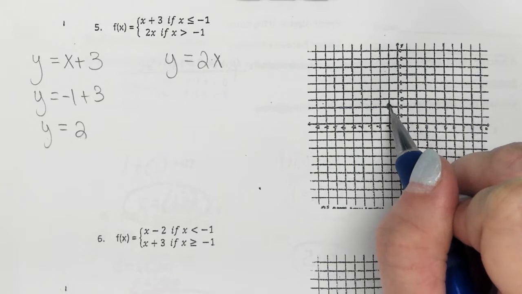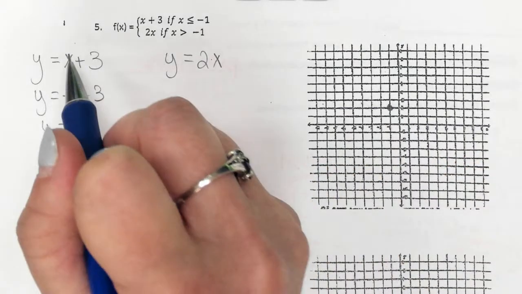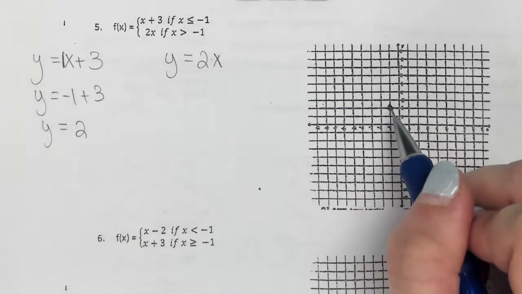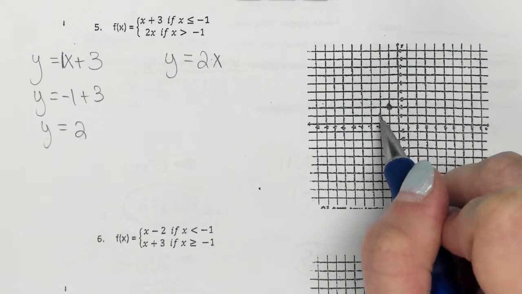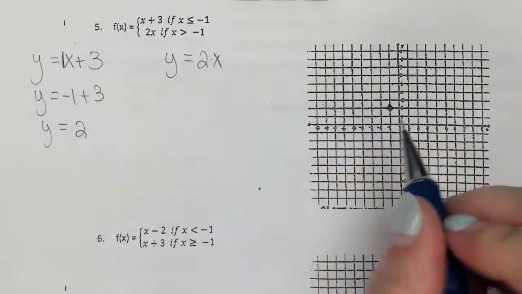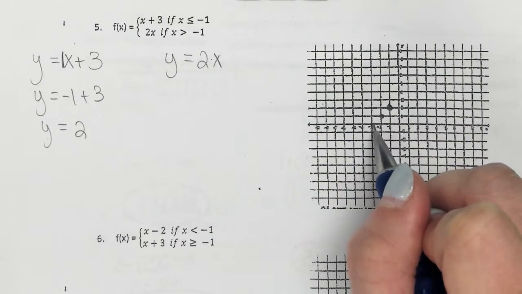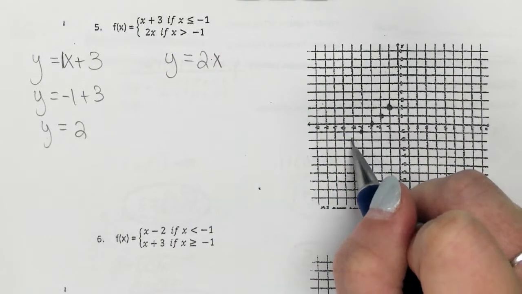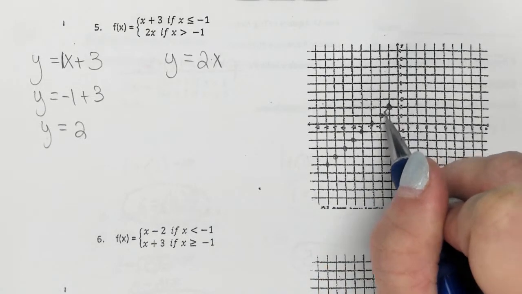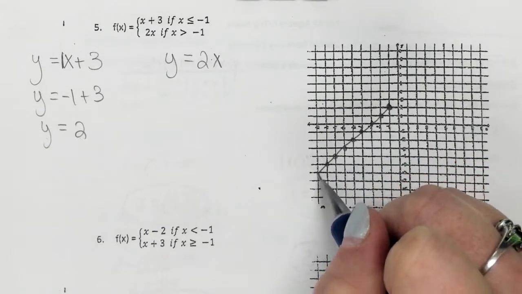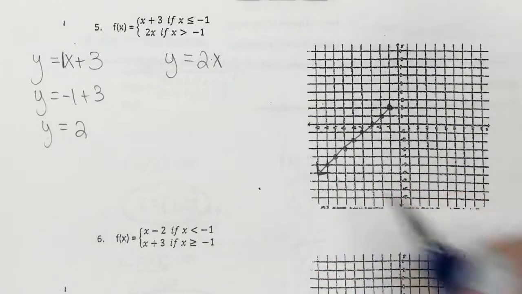For the x plus 3, what's your slope? It's 1 over 1. Now, you have to ask yourself, does it want you to go up and right or down and left? It's less than, so you want to go down and left. There you go. And you only need 2 dots, guys. Y'all know that. Just put your arrow on that one end.